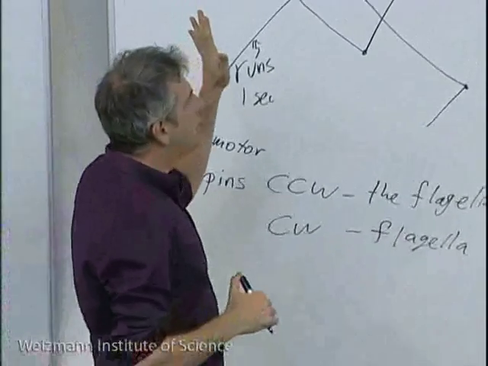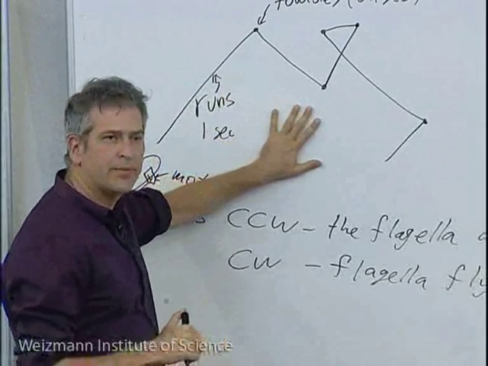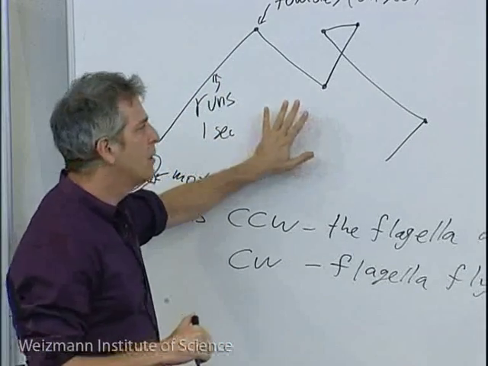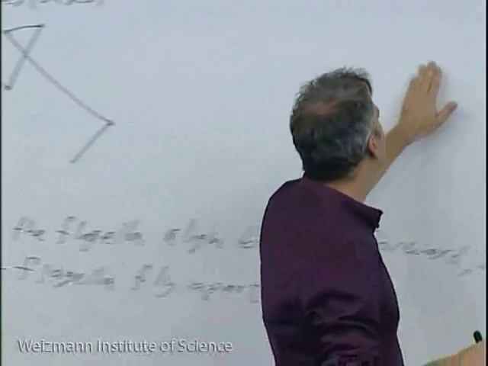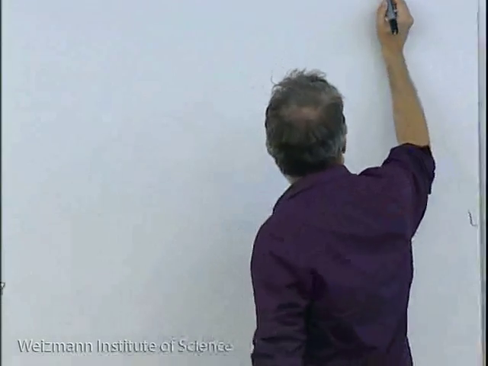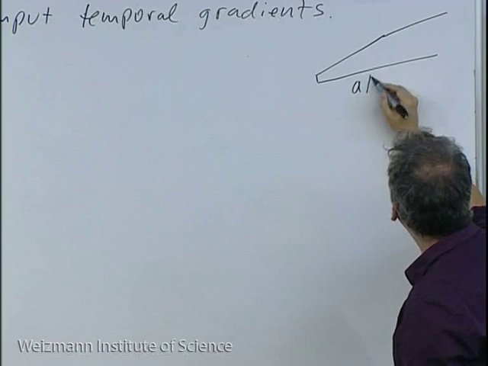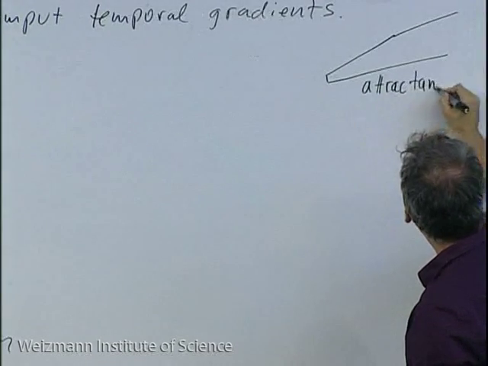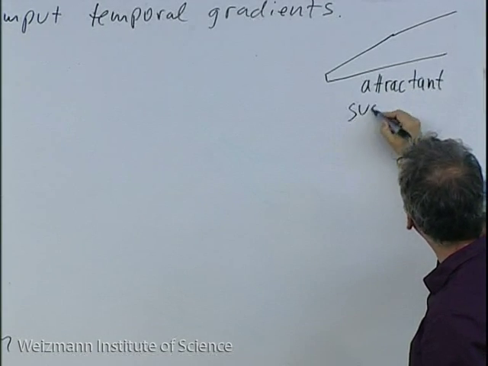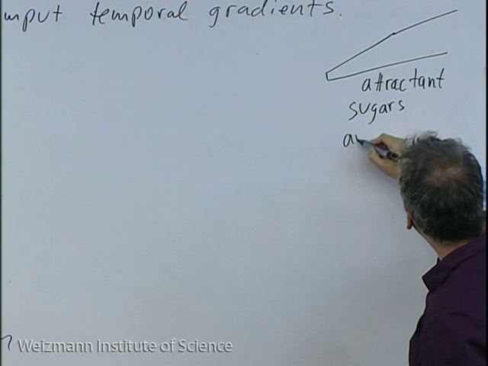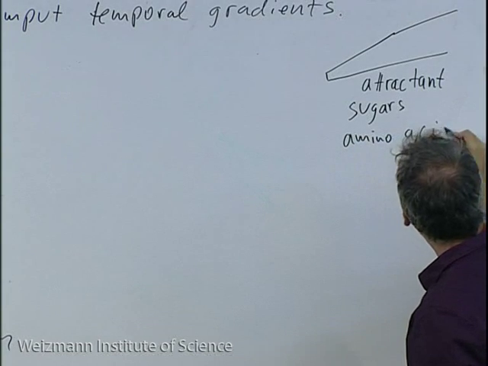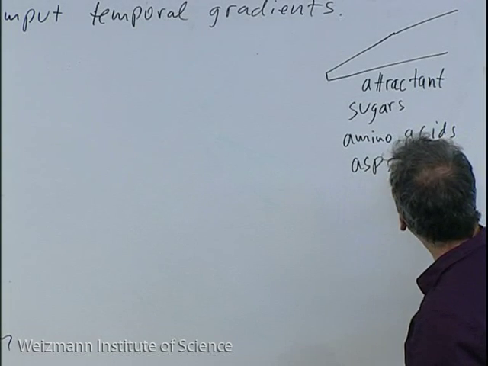Now, how does E. coli detect a gradient? So let's imagine I put here the pipette that has an attractant. Some examples for attractants are sugars, amino acids like aspartate and serine.